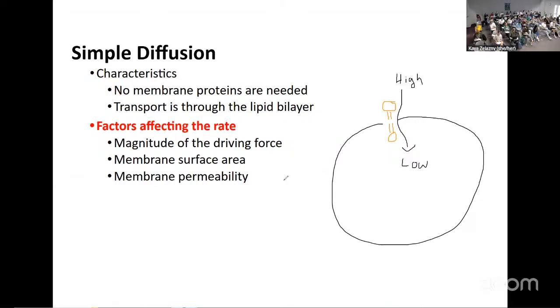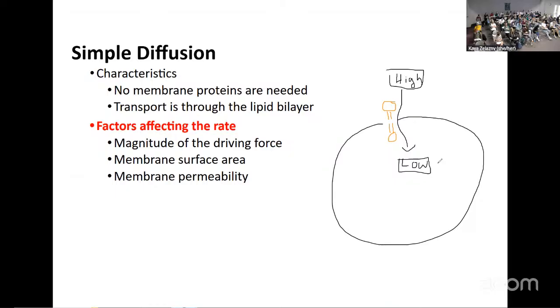Okay, so in simple diffusion, we're just diffusing directly through the membrane. We do have some factors that can change how fast that happens, the rate at which that happens. Not every situation is going to be like one molecule per one second. So the things that can change this are going to be the magnitude of the driving force, in this case, our chemical driving force. So what we're talking about is how big is this high-low gradient? Like, how different are they? If we have a really high concentration outside and a really low one inside, it's going to happen a little faster. Right? So that would be a rate.